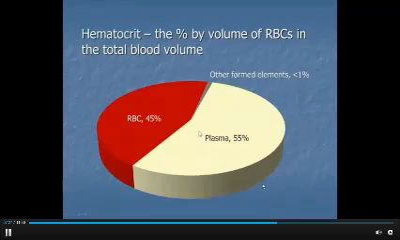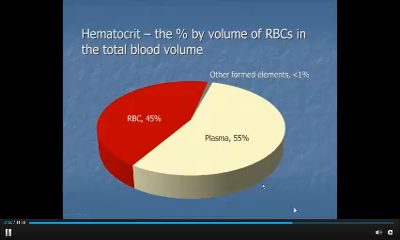I mentioned on several occasions that red blood cells are about 45% by volume of the blood, and that measurement is known as hematocrit. Hematocrit varies a little bit between men and women. In men it's a little higher, it's about 47 plus minus 5%, whereas in females it's about 42 plus minus 5%. But who cares? Why should you worry about hematocrit?